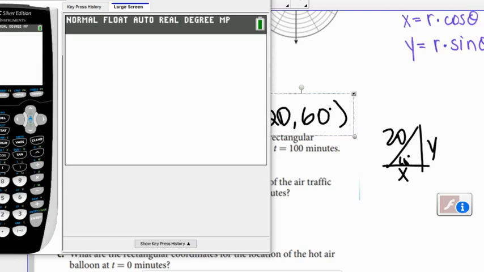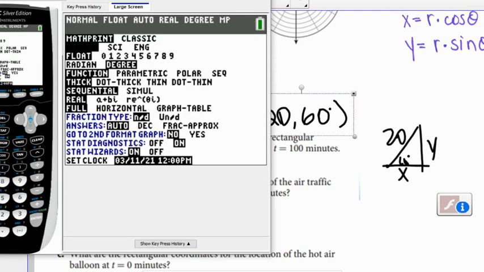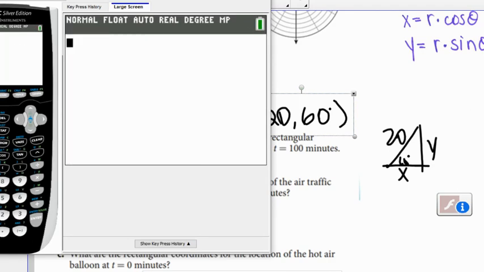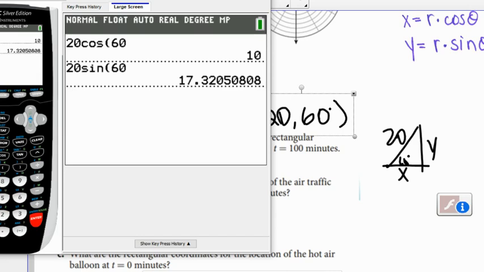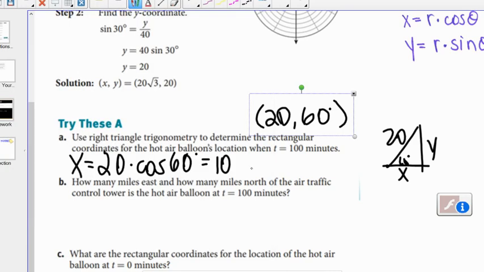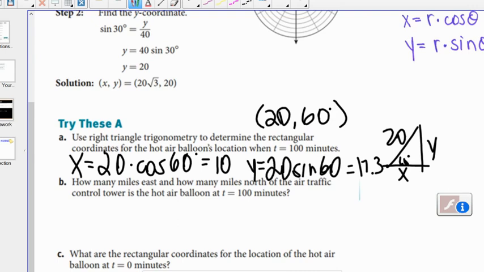And again, you're going to want to make sure that your calculator is in degrees mode. So 20 cos 60. And then for the sine, we get 20 sine 60. You get about 17.3, or 10 square root 3 if we were using exact values from the unit circle. But for the most part, we can just approximate on this. Okay, 17.3.